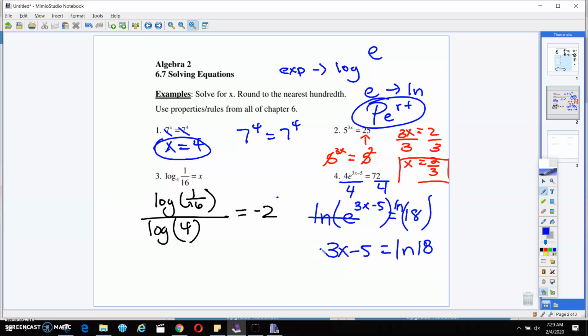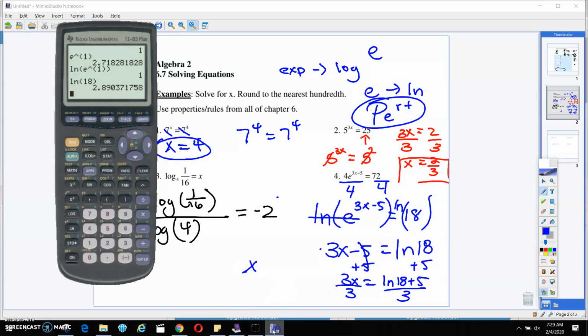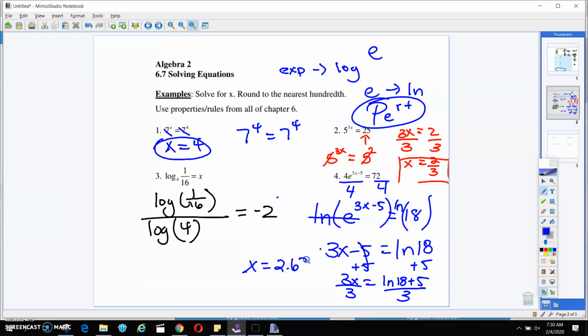Now it has become just a regular solving problem. So I'm going to add 5 to both sides, and then I'm going to divide by 3 on both sides. So I'm going to take ln of 18 plus 5, and divide by 3. So x is going to equal, and I'm going to put this all in my calculator: we take ln of 18, add 5 to it, press enter, divide by 3, and we get x equals 2.63.